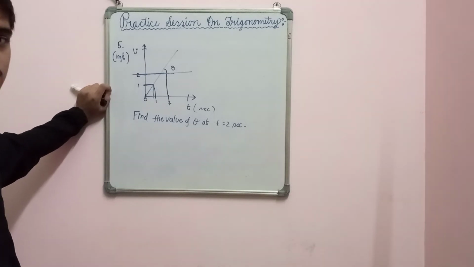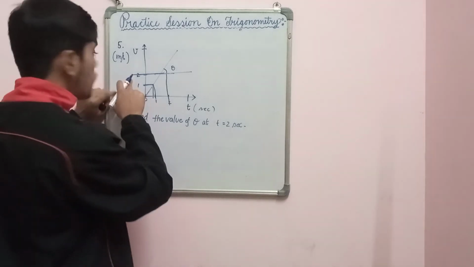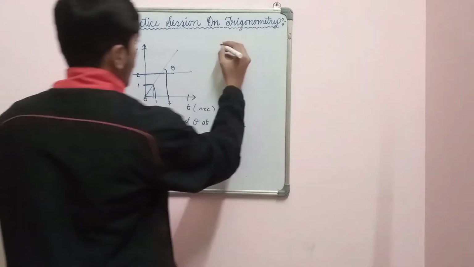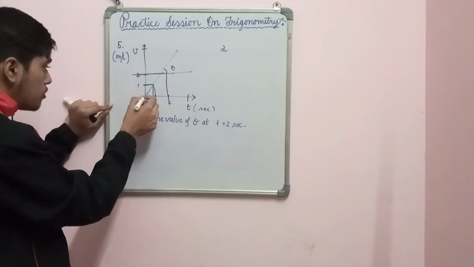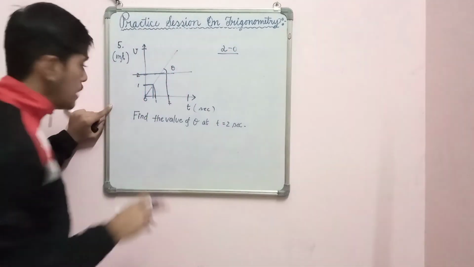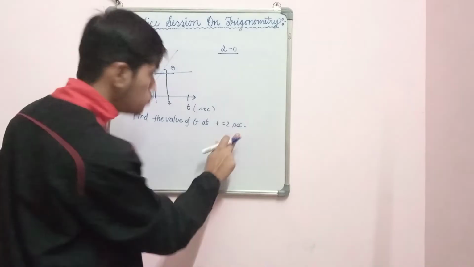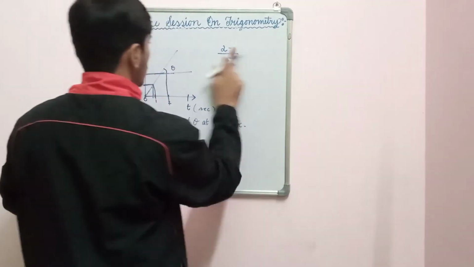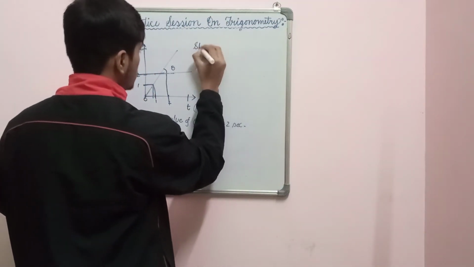So what is acceleration? Change in velocity upon time. So what is the change in velocity? The final velocity here is 2, and the initial velocity, as you can see, was 0, because the body started from 0. So 2 minus 0, and the desired time given to us is 2 seconds, because here it is written find the value of theta at 2 seconds. So this is not right, not like that. So slope is equal to what?